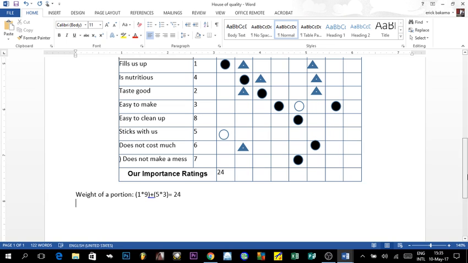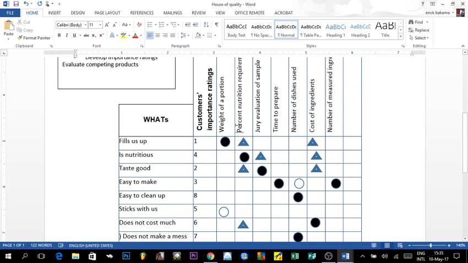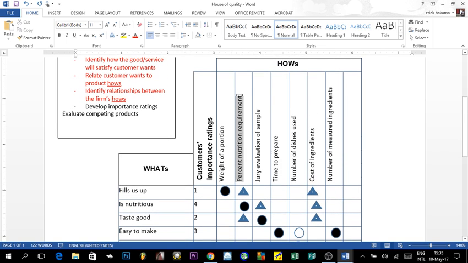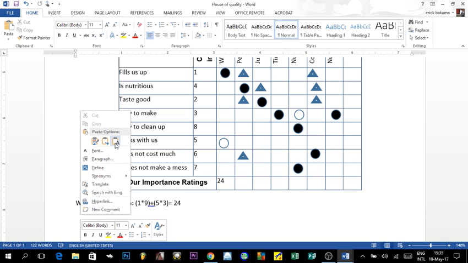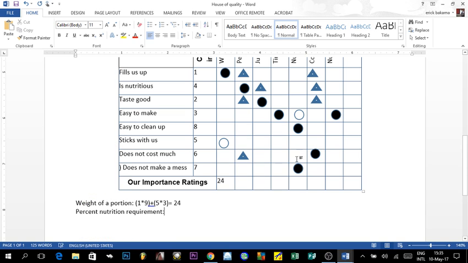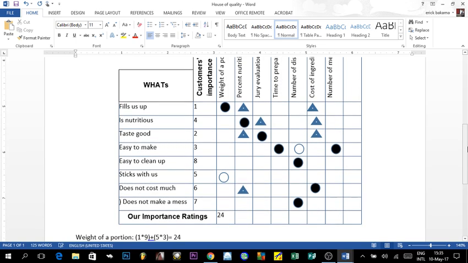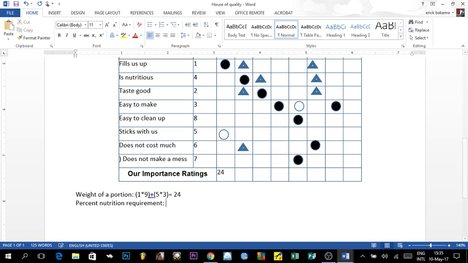Now next, what we do is the percentage of nutrition requirement, sorry, is equal to, the first one is the fills up, the rating is still 1 times 9, because the legend is saying that it must be 1, and then we add the stick with us, it is now 5. We multiply again by, what am I doing?